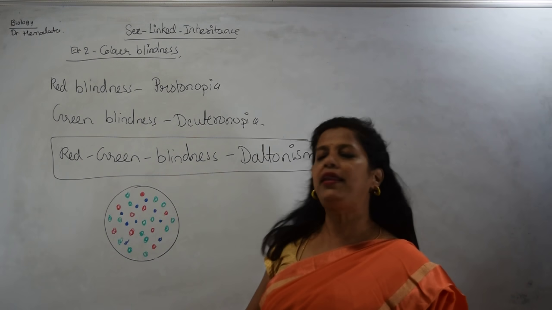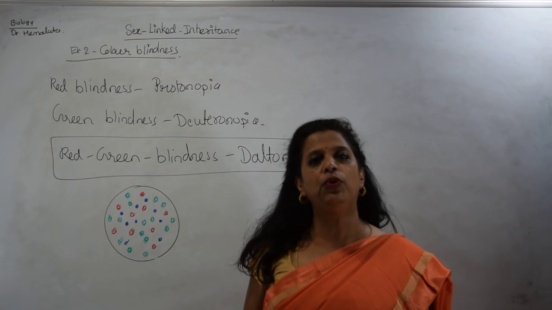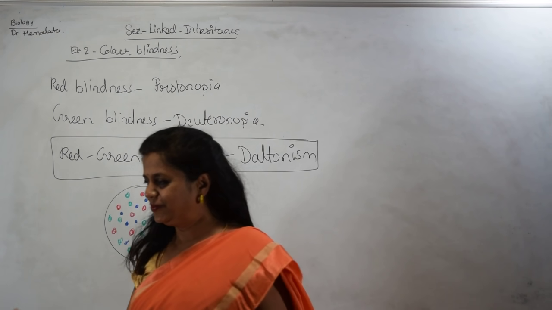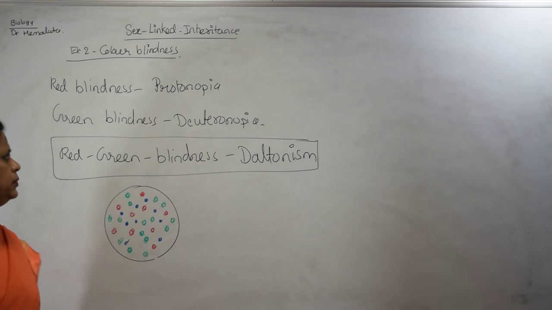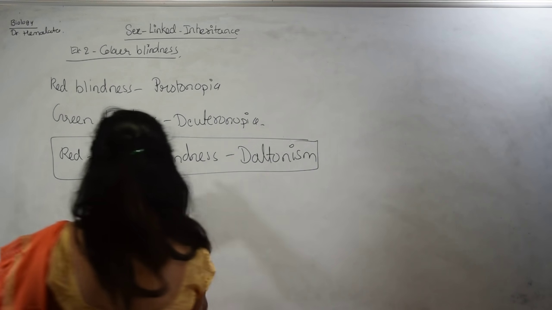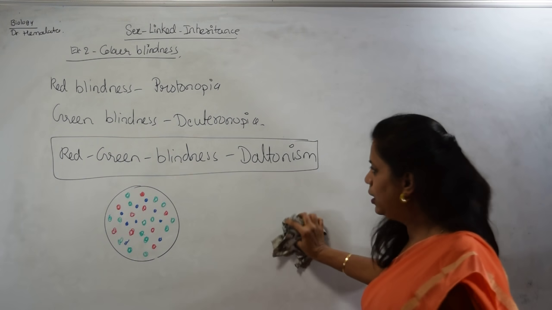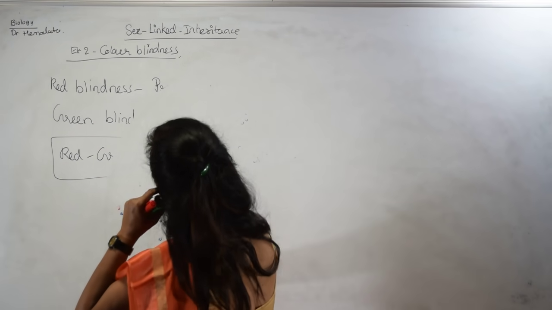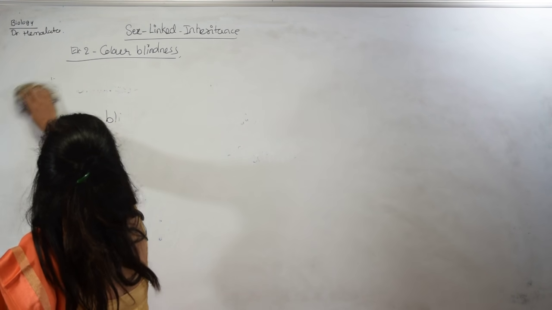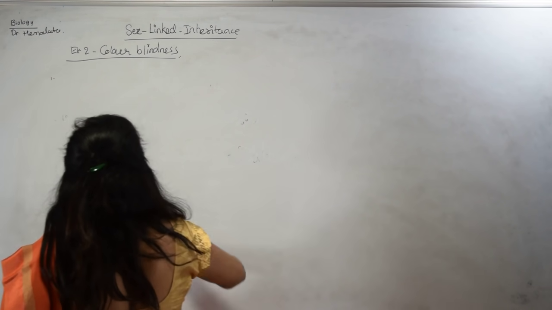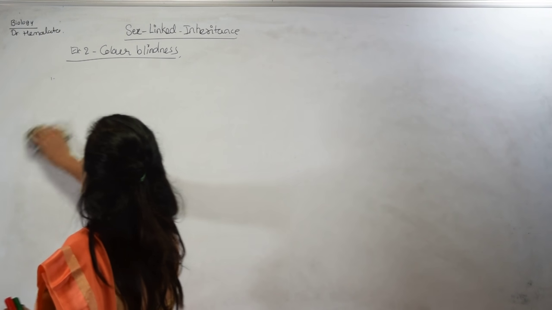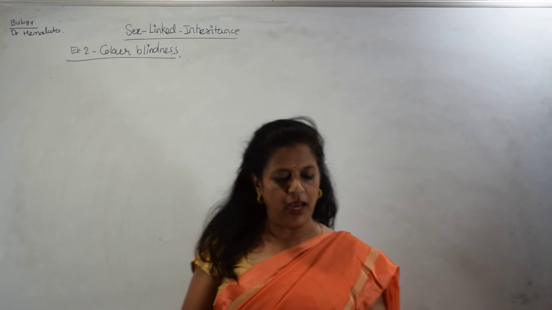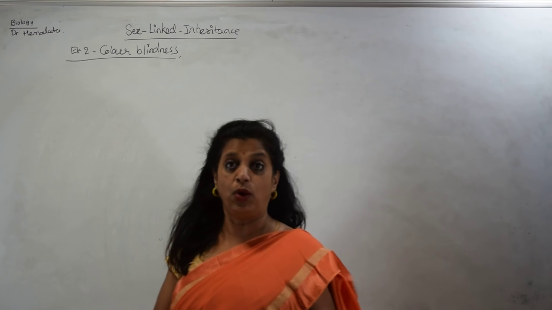Okay. So this is the red-green blindness called daltonism. Now I'll explain its inheritance. How is it inherited? I hope you are counting this. You are counting, right? Count and write it. Now let me give you its inheritance. It is almost similar to hemophilia. Hemophilia, how it was inherited, it is inherited the same way.